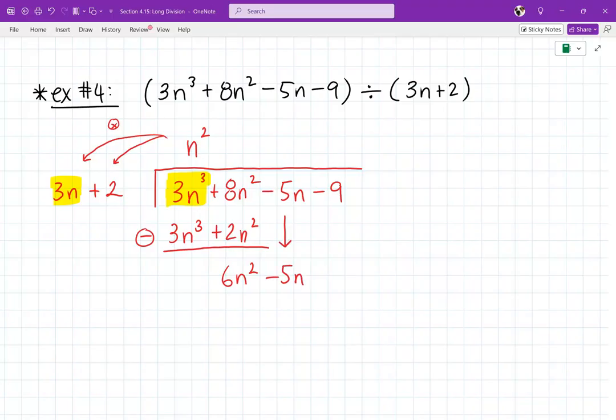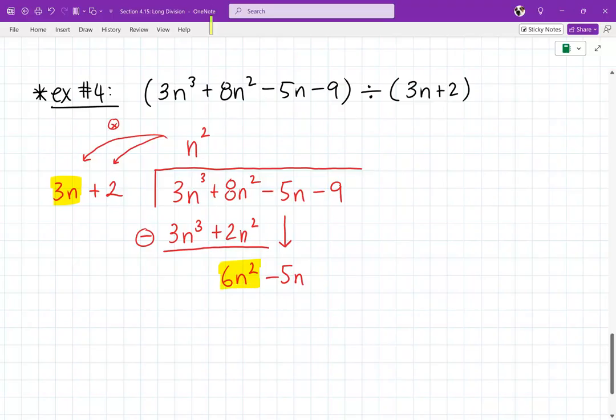Now drop the next number, minus 5n. Okay, why do I drop the next number? Because I'm dividing by two terms. I've got to have two terms there. Okay? So now let me erase this little highlight on the first one. I'm going to focus on the first term here.